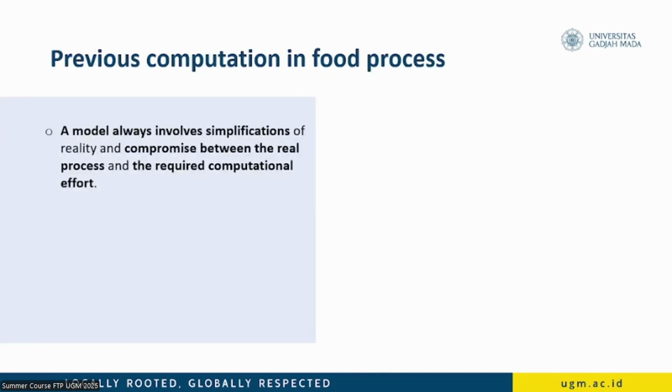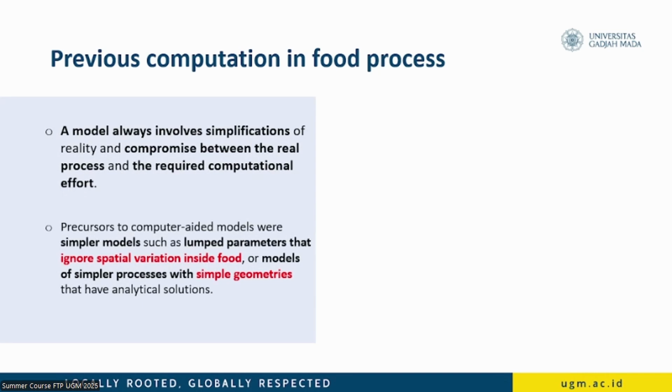Models always, this is previous computations in food process. Old computations, let's say. A model always involves simplifications of reality and compromise between the real process and required computational effort. And also precursors to computer-aided models were simpler models such as lumped parameters that ignore spatial variations inside the food, or models of simple processes with simple geometry.